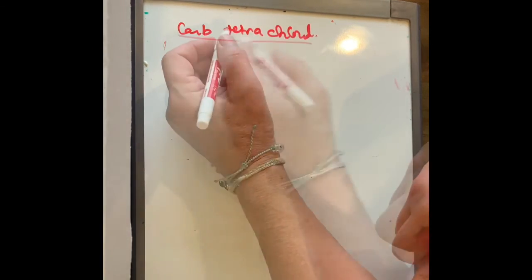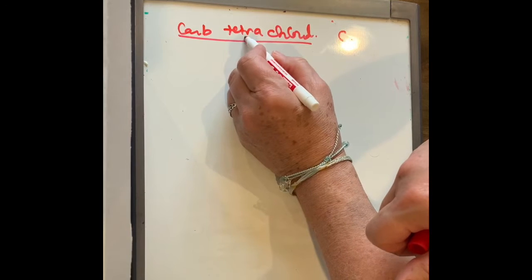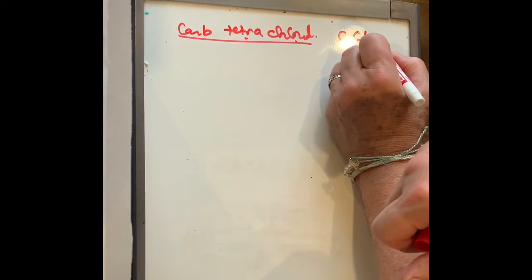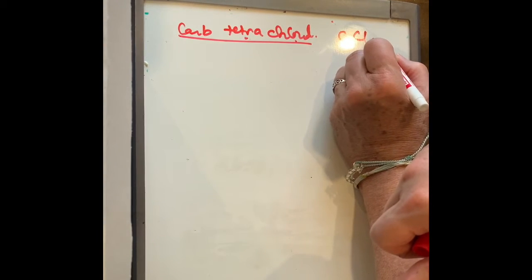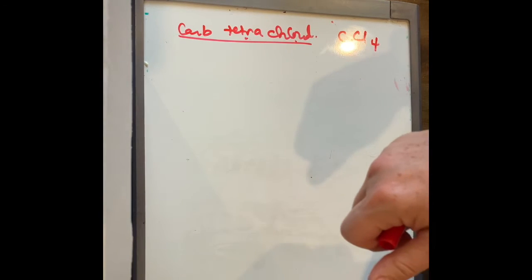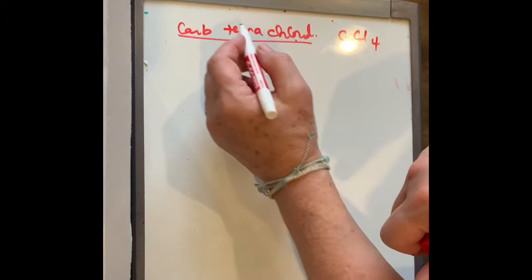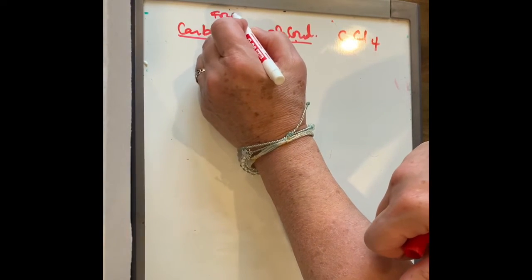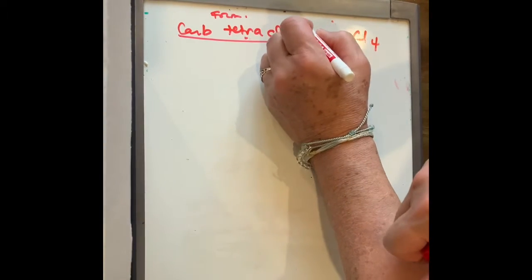All right, so we know that carbon is C, tetra is 4, chloride is Cl. So it's carbon tetrachloride. That's what we're looking at. All right, and it wants to know the formation. So we have the formation of it, and it wants to look at the delta H.